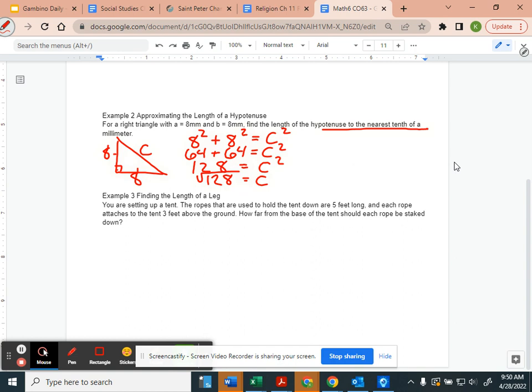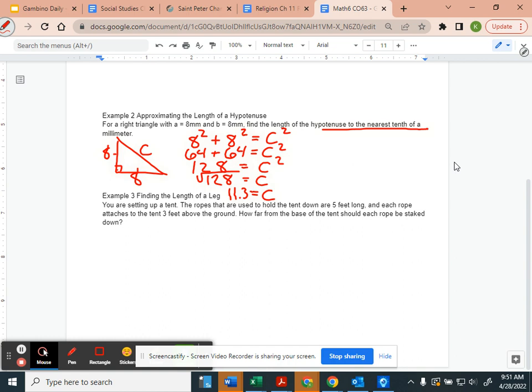Anthony, is it 11.3? Yes. The directions told us to round it because 128 isn't a perfect square. Remember, perfect squares are my favorite kinds of numbers. 128 is not one of my favorite kinds of numbers. So that's why we have the decimals. That's why it says approximating the length, because it's not going to be just a whole number. Does that make sense? If you get a square root that isn't a perfect square and you get decimals, just go to that nearest tenth.